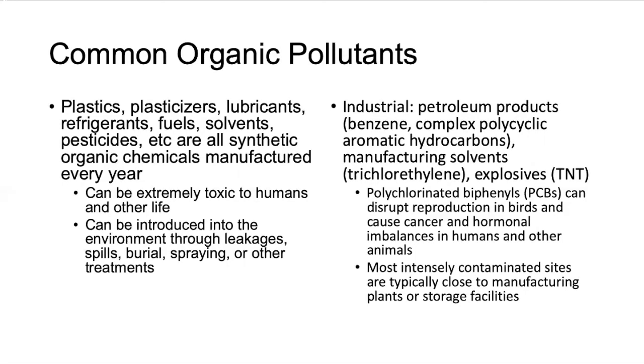So industrial pollutants include petroleum products such as benzene and complex polycyclic aromatic hydrocarbons, and also manufacturing solvents such as trichloroethylene or explosives such as TNT. They can also affect the ecosystem. So for example, PCBs can disrupt reproduction in birds and cause cancer. They're also known to cause hormonal imbalances in humans and other animals. And most intensely contaminated sites are typically in close proximity to manufacturing plants or storage facilities.